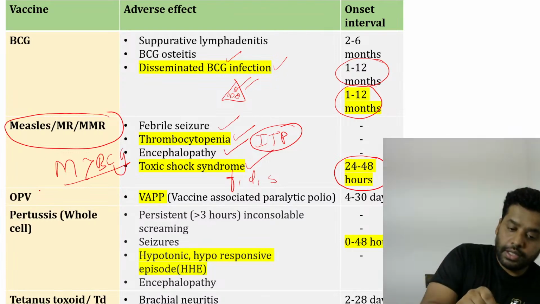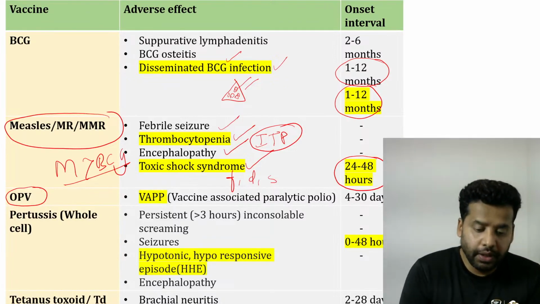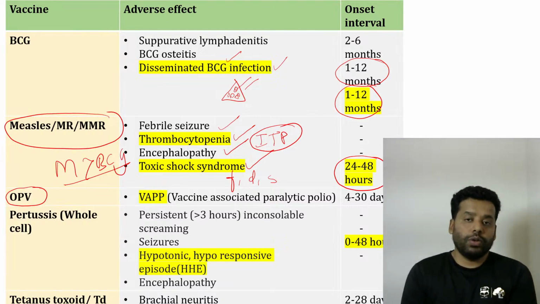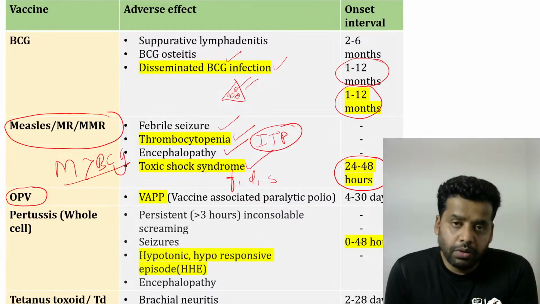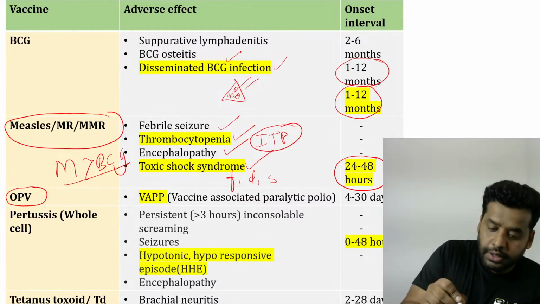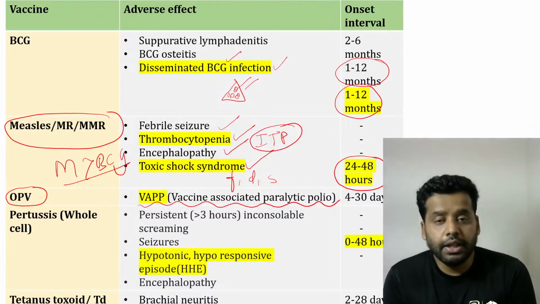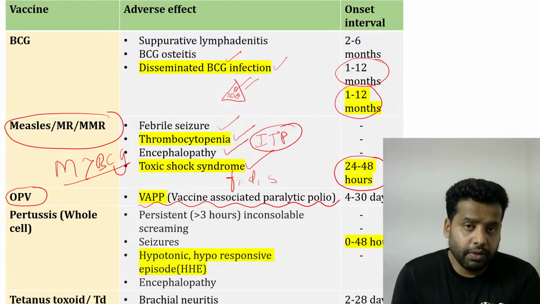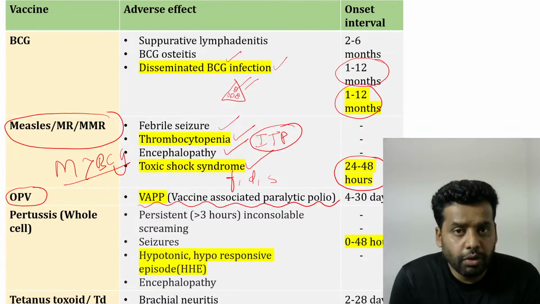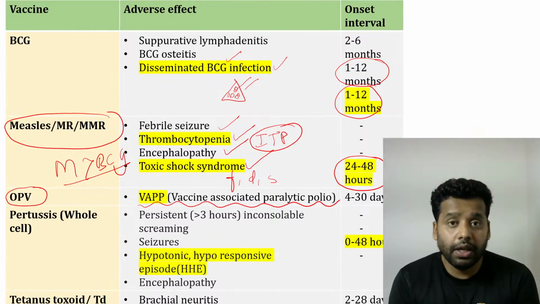Oral polio vaccine, which is a live attenuated vaccine. When it is given to a child with congenital immunodeficiency, what will happen? There is a chance of paralysis in the child who has received oral polio vaccine. That is called VAPP, vaccine associated paralytic polio. It means the child has received OPV and it is causing paralysis. A live vaccine causing paralysis is called VAPP.